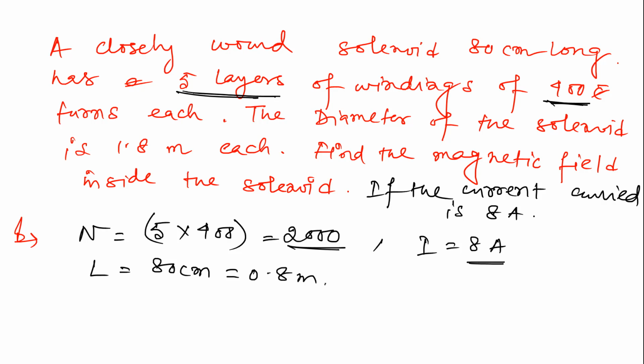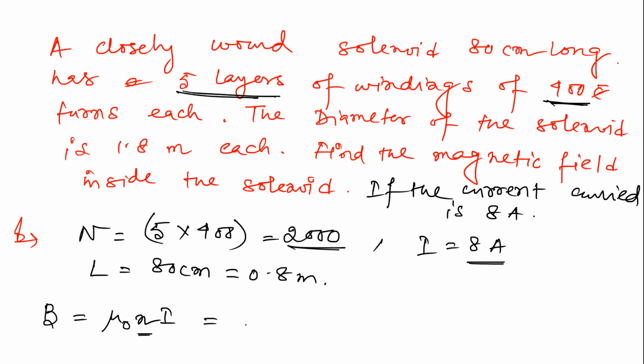So for the case of solenoid, what we know is that the magnetic field inside the solenoid should be mu naught multiplied by n multiplied by I, right? So in this case, what is small n? The small n is the number of turns per unit length. Okay, small n is the number of turns per unit length.